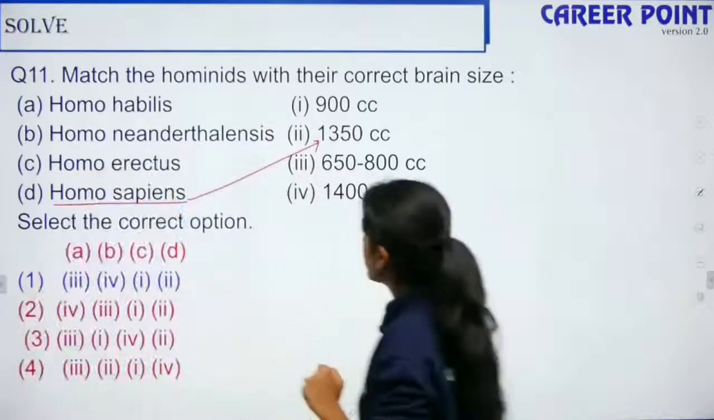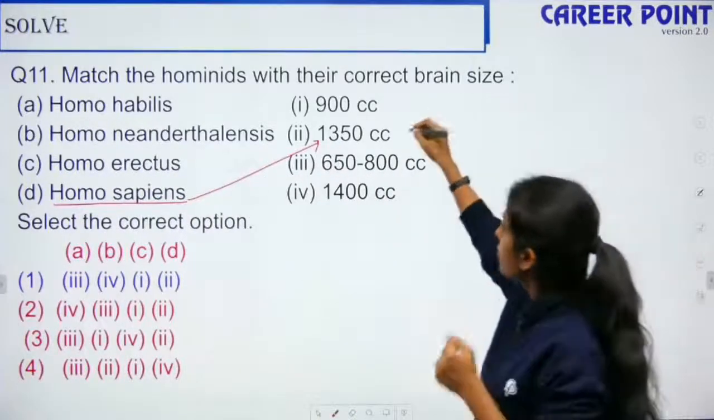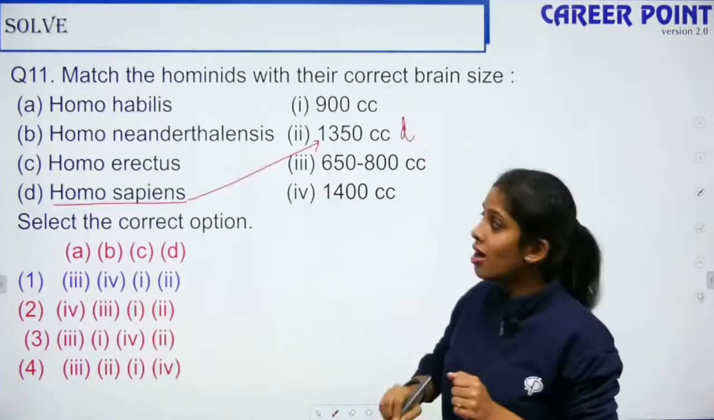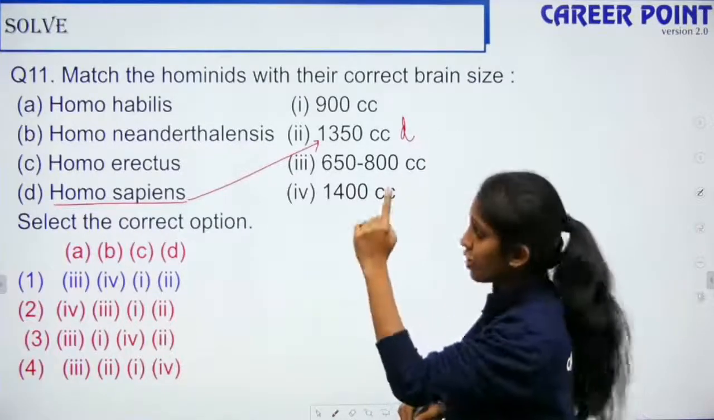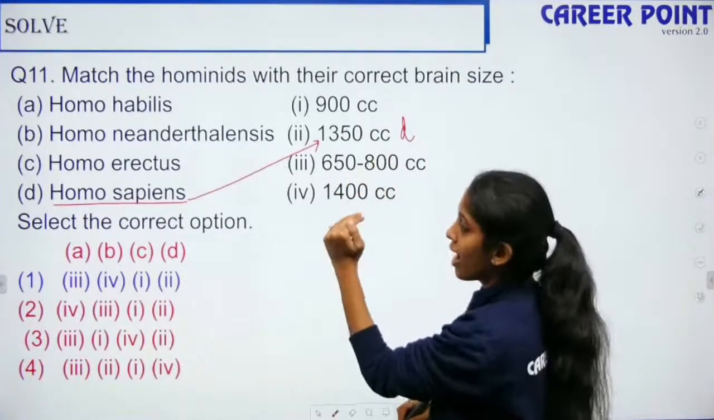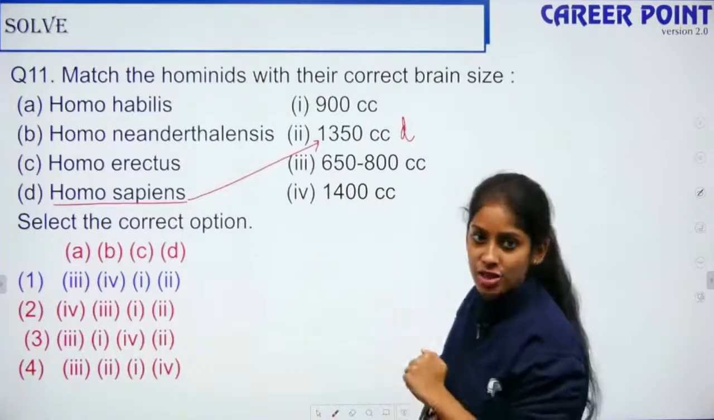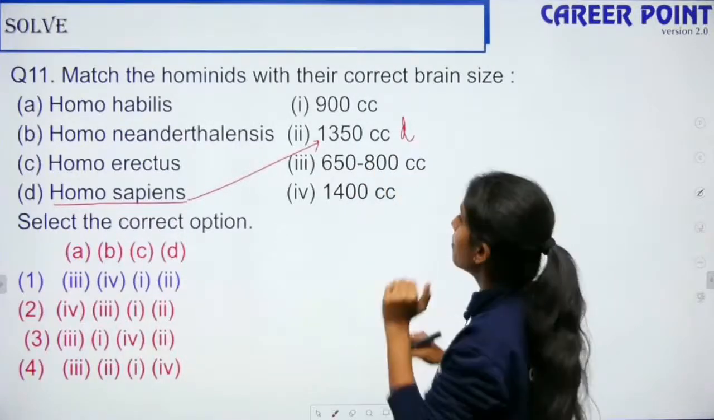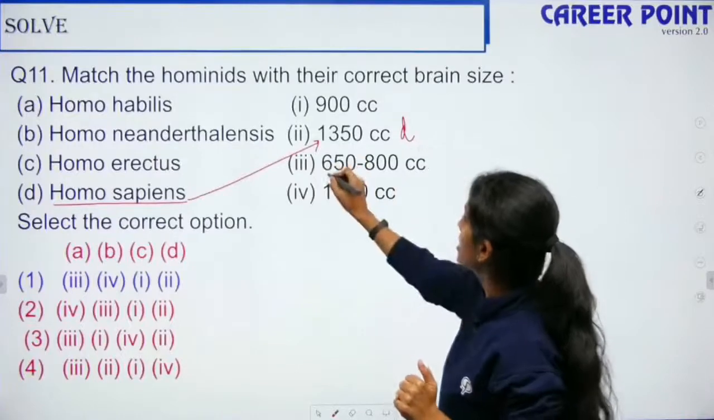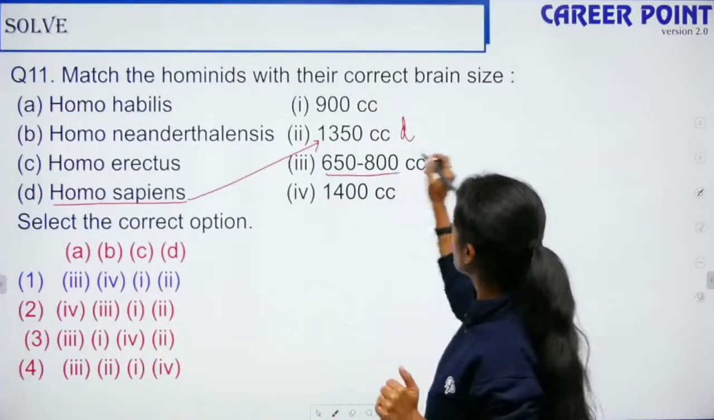1350. So this is your brain size. So this is D. So we go: then Homo habilis is the first one. Then we have Homo erectus. Then you have Neanderthalis. Okay. So Homo habilis will be your least. So this is the first one. So you go for the least.